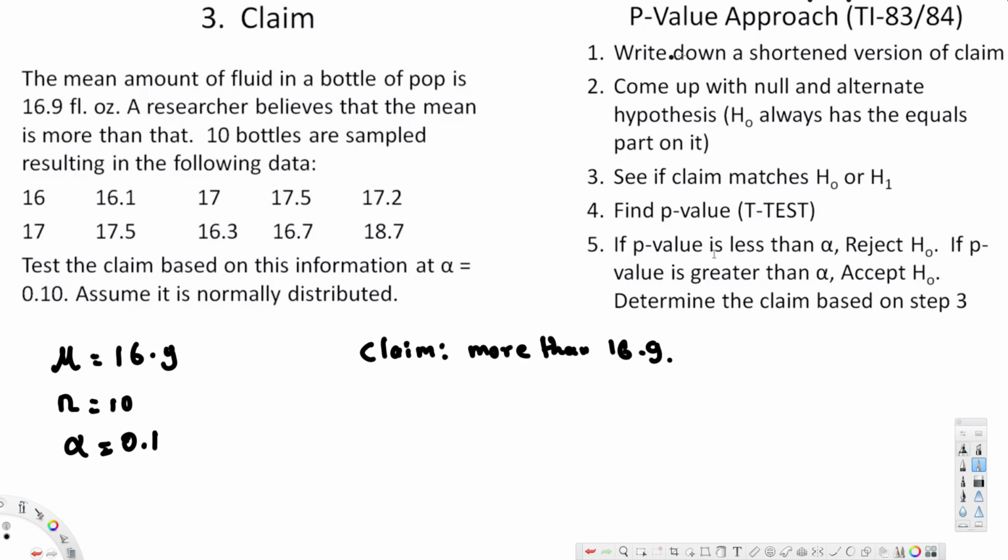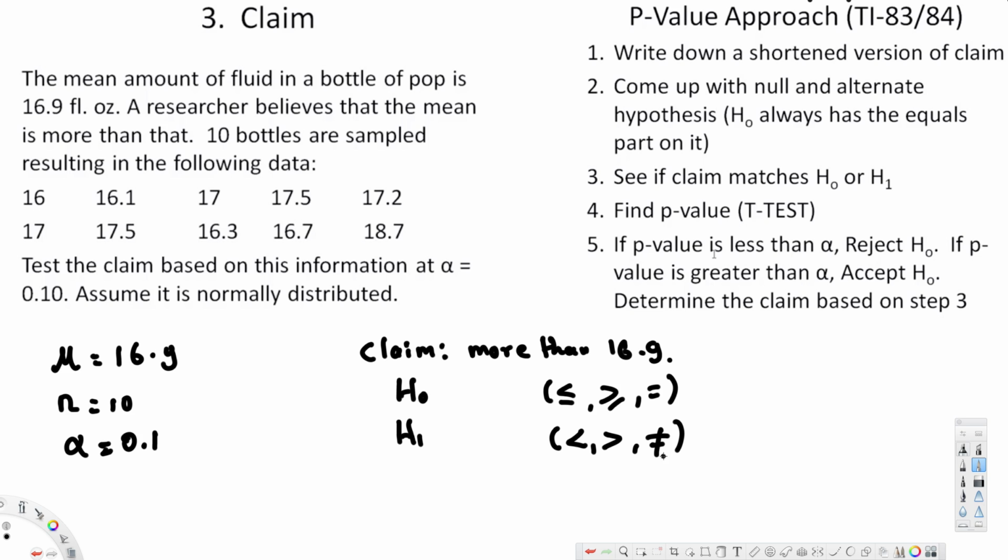Now let's look at these steps right here. The first one is write down a shortened version of the claim, that's this one, more than 16.9, and come up with the null and alternate hypothesis. H naught always has the equals part on it. So when we have a null hypothesis and an alternate hypothesis, the null hypothesis H naught always comes up with less than or equal, greater than or equal, or equal. These are the only possible expressions for the null hypothesis. The possible expressions for the alternate hypothesis are less than, greater than, or not equal to.